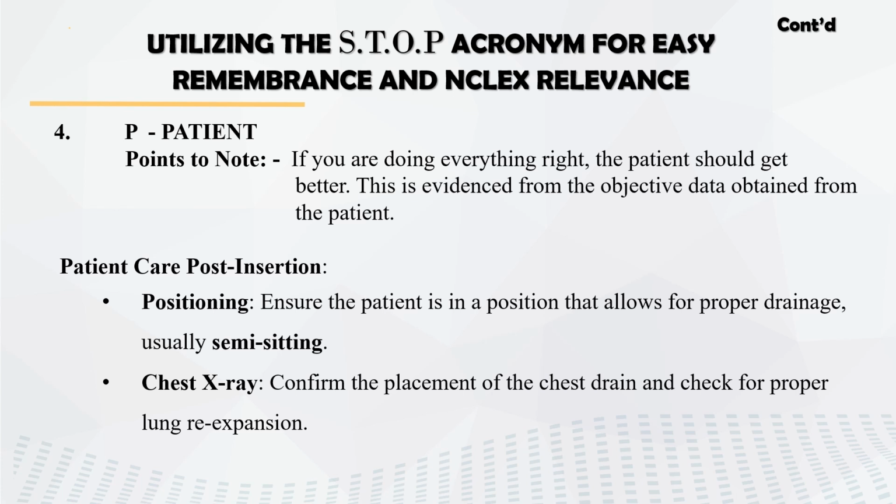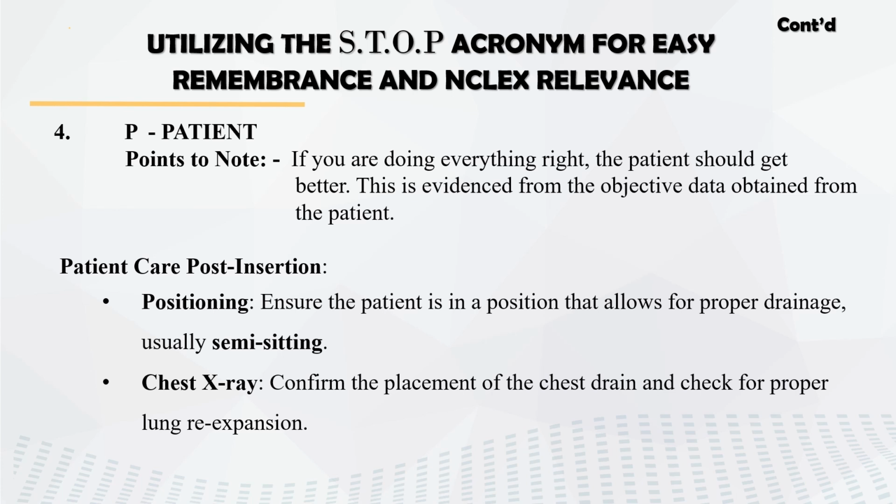then the patient should get better because purulent drainage should reduce consistently, and we get all evidence from the objective data such as blood pressure. So the blood pressure should be fine. So the patient temperature should go to normal. The pulse should be normal. So if things are normal, then it means our patient is consistently recovering.